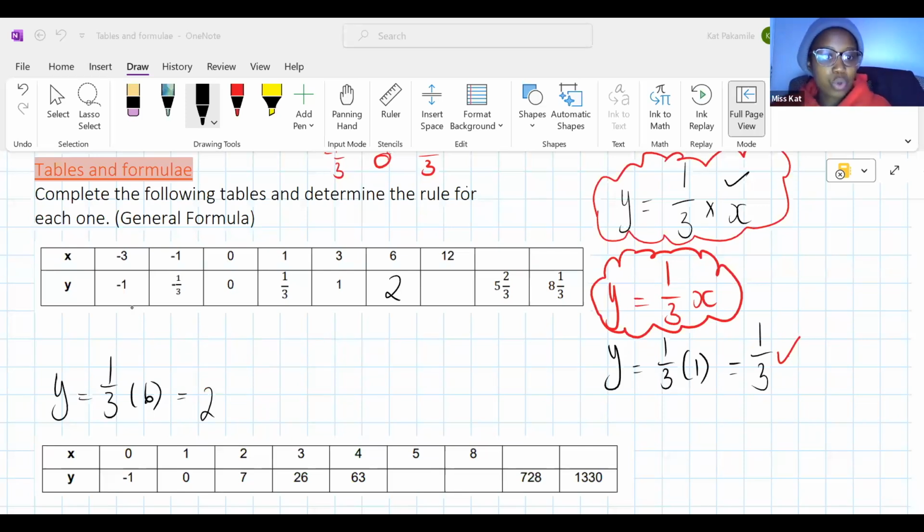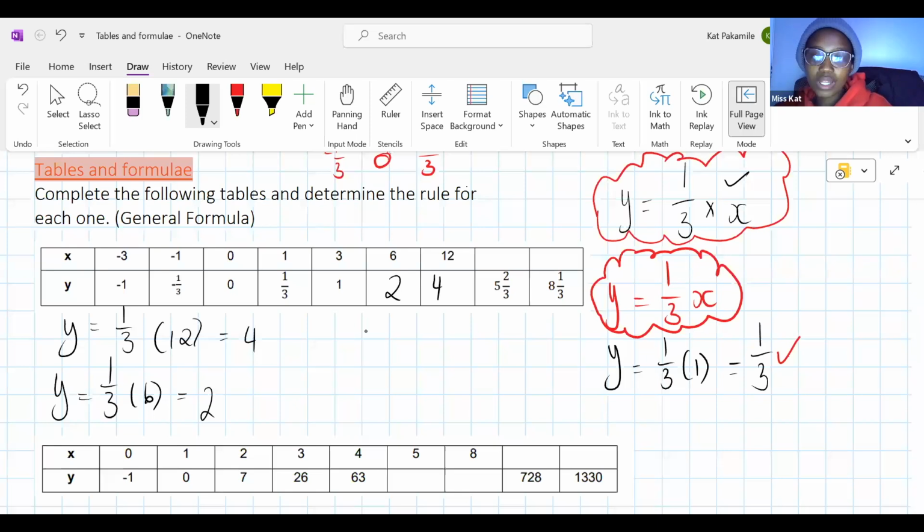So then with 12 as well, you say y is equal to 1/3 this time times 12, because 12 is our input. And then your answer is going to be how much? 4. You see how it works? Yes, ma'am. Now I do.